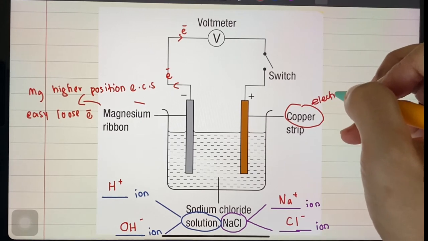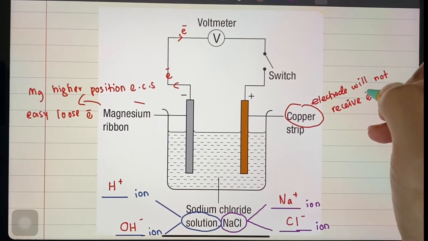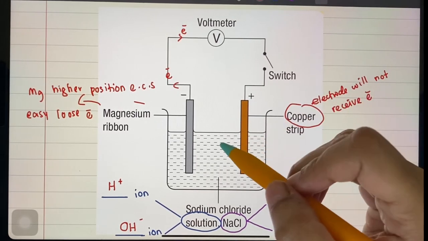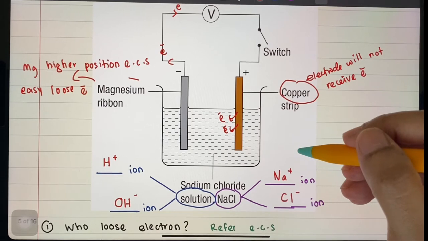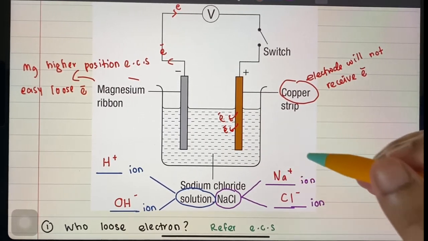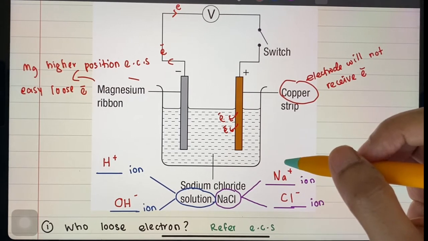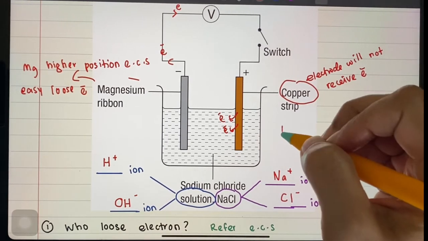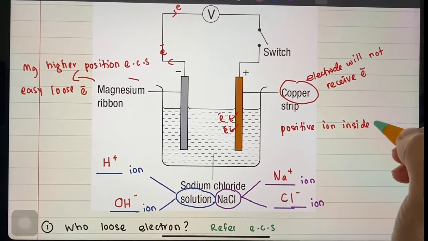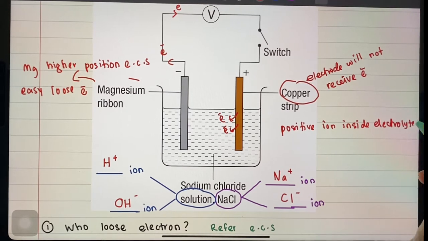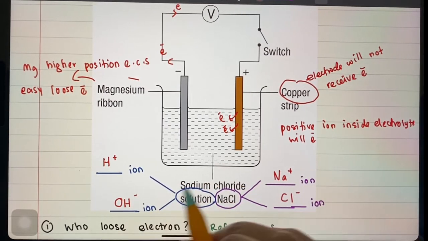Copper electrode will not receive electron. The one who receives the electron is the one inside the electrolyte. But since there is no copper ion, which ion will receive electron? The one who receives electron must be a positive ion. So positive ion inside the electrolyte will receive electron. So we have two different positive ions.